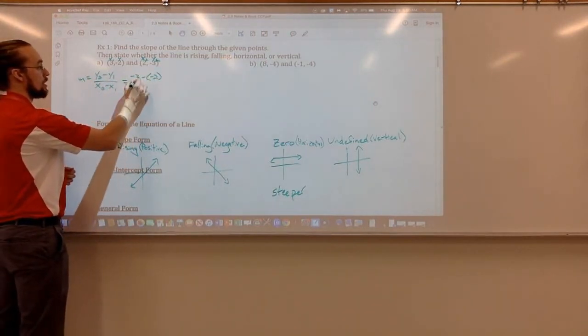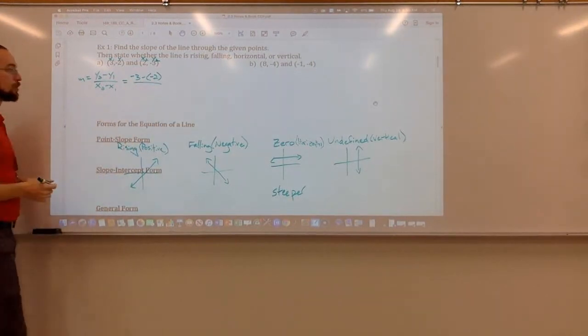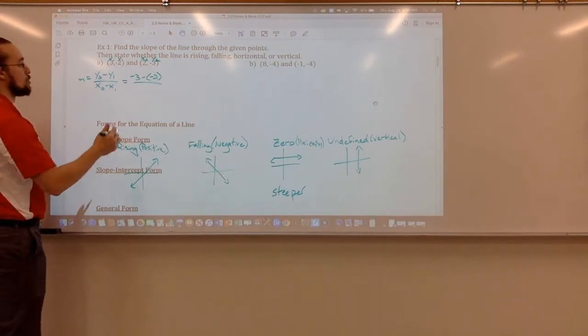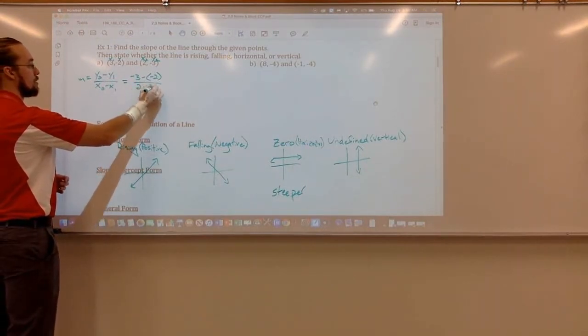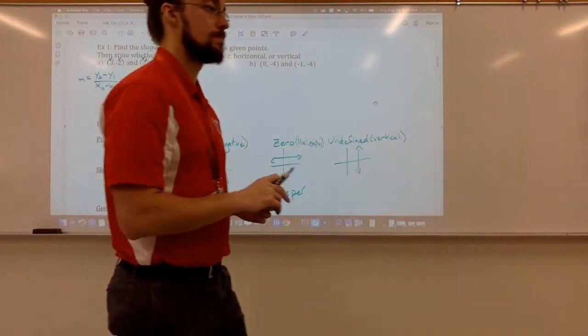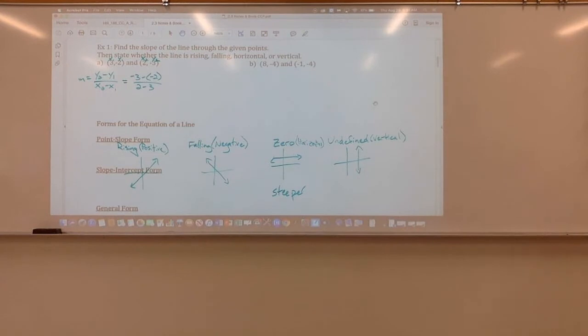Remember, whenever you're plugging in a negative value, make sure you put it in parentheses so that you keep all of your negative signs straight. Positive slope. It's rising.